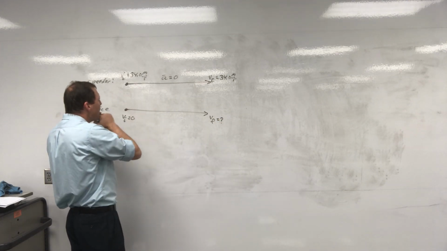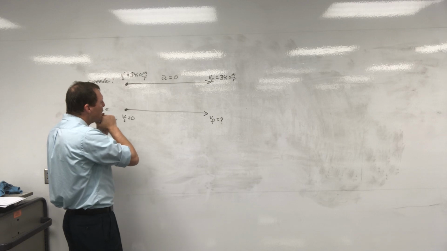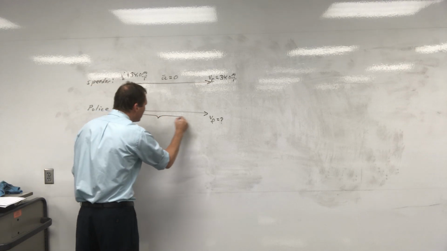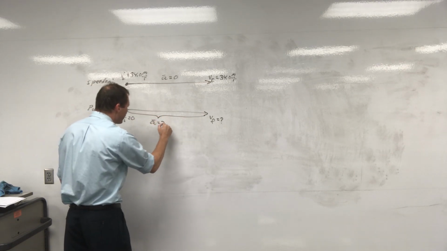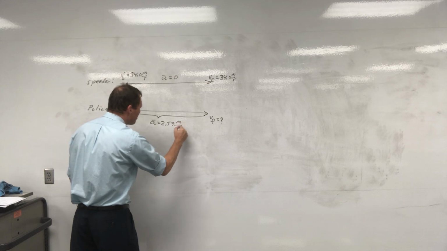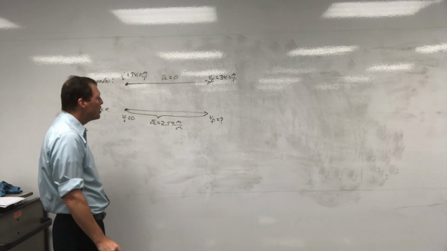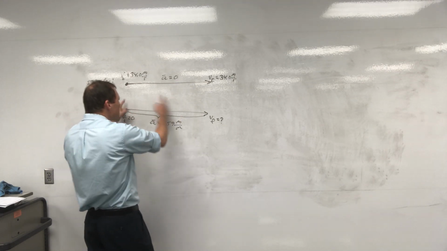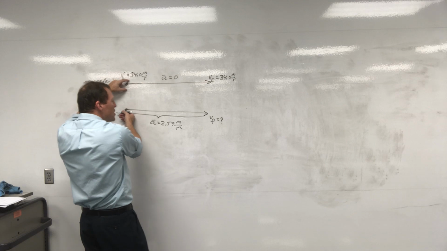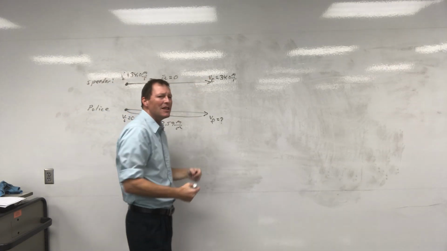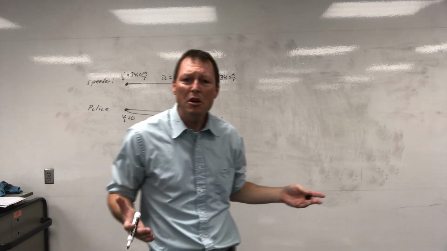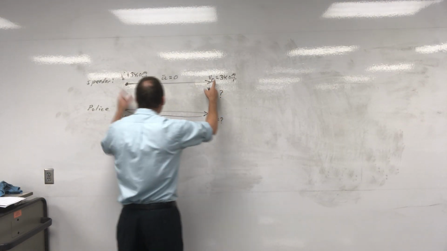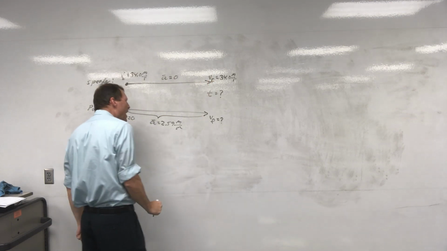We do know the acceleration here for the police car. So the police car accelerates at 2.59 meters per second squared. So we do know that. And we're trying to find the time. And it turns out the time, because the problem starts when they're side by side, and the problem ends when they're side by side, the time's going to be the same for both. So both of these events have time in common.